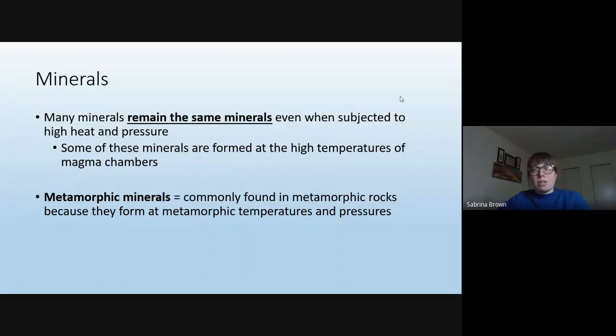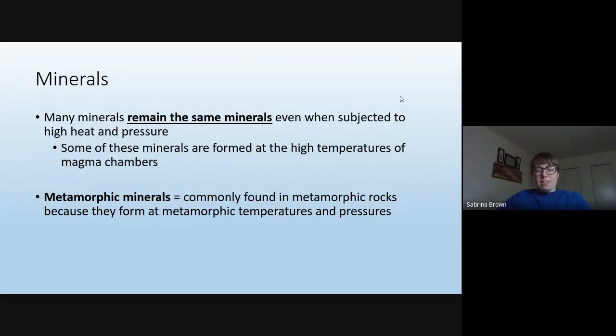Specifically, if you think about the felsic minerals and the mafic minerals, the mafic minerals form at higher temperatures and pressures than felsic minerals, and mafic minerals usually stay relatively stable at higher heats and pressures. Our felsic minerals are the ones that generally, but not always, recrystallize.